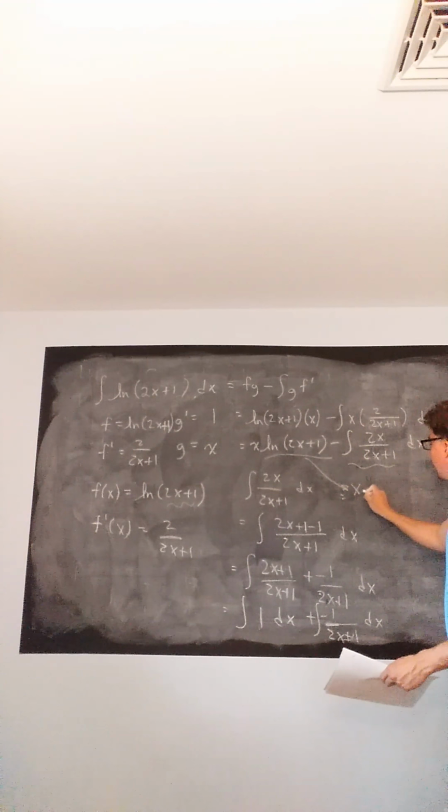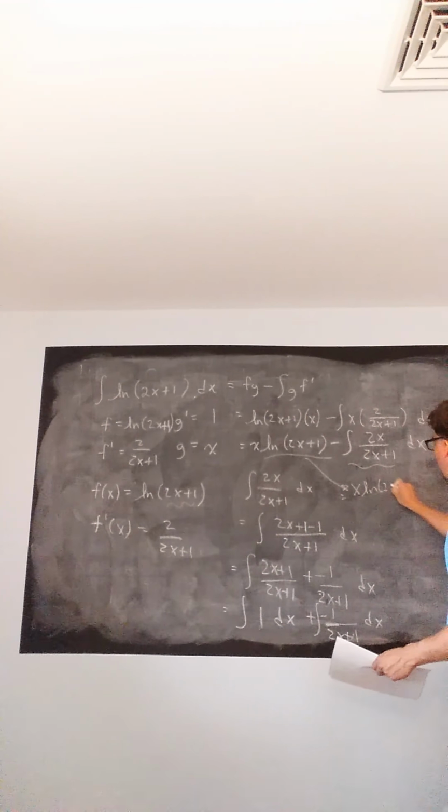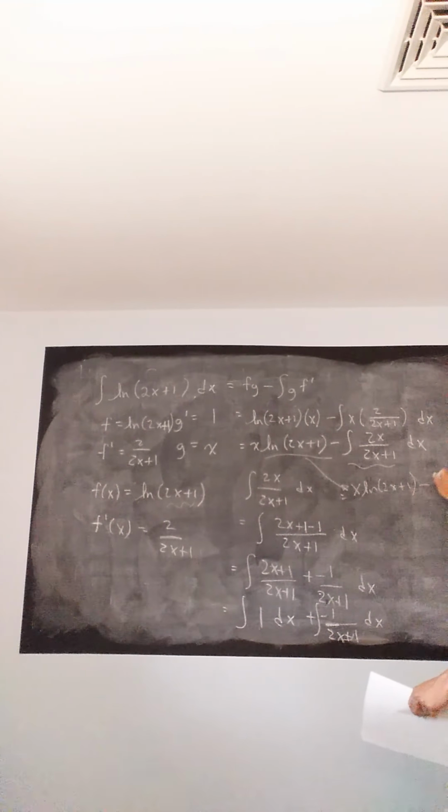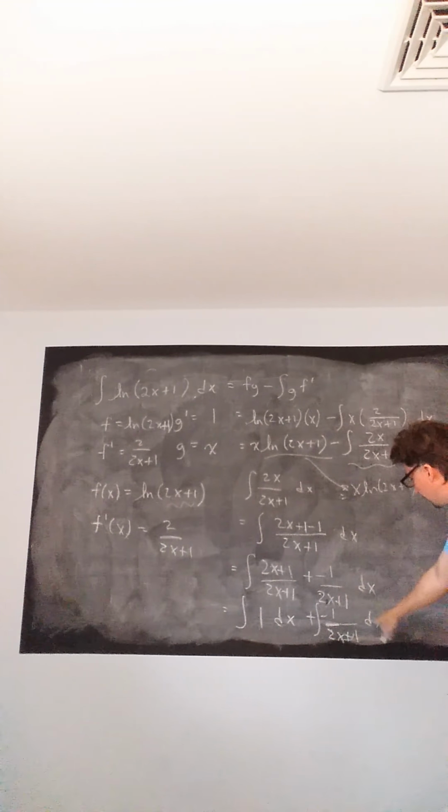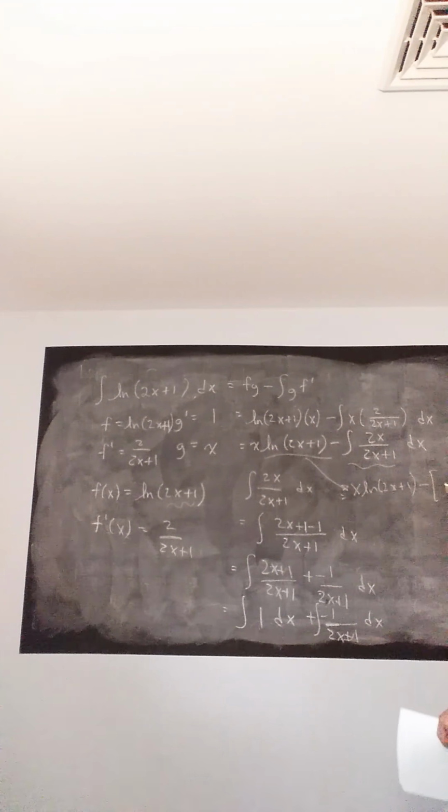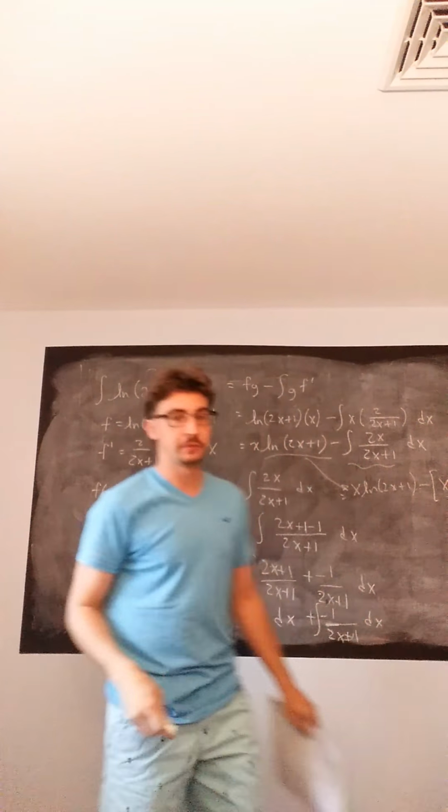This is x ln of 2x plus 1 minus, and I put a bracket because we're going to look at all of this stuff that we get here. This is going to be x, and by the same token, when we go ahead and simplify that, 1/2, and it will be a minus, so the minus 1/2 ln of 2x plus 1 and plus c. So I just had enough room to squeeze that in over there.